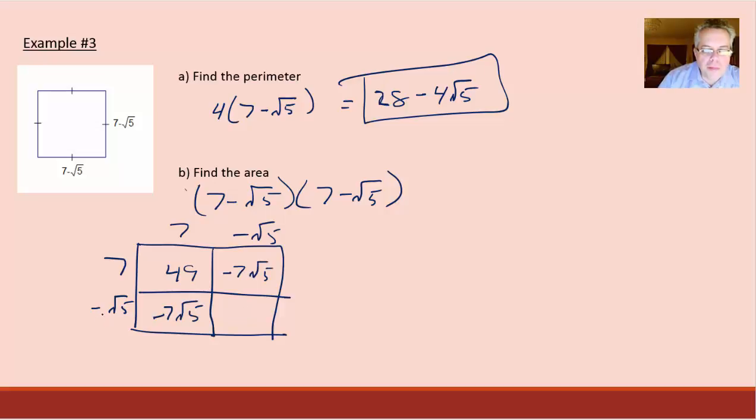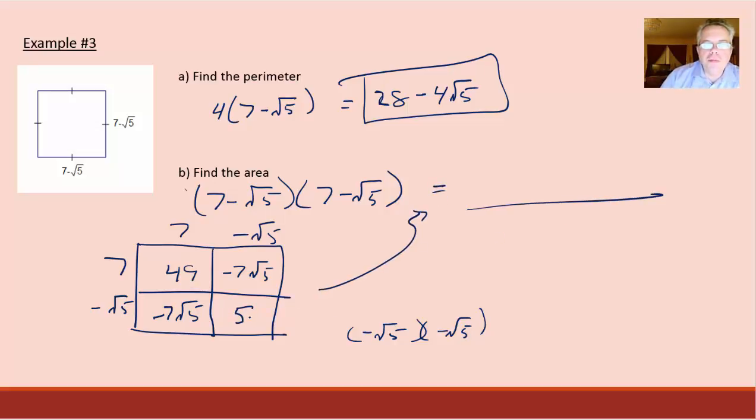Now, the bottom box is tricky. I'm going to write it down here. Minus square root of 5 times minus square root of 5. A negative times a negative is a positive, and square root of 5 times square root of 5 is positive 5. Wow, this is impressive. So we're going to write what this is equal to. We have 49 plus 5 is 54. Then minus 7 square root of 5, and another one gives us minus 14 square root of 5.